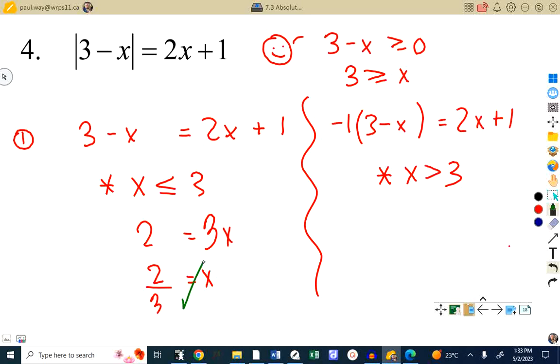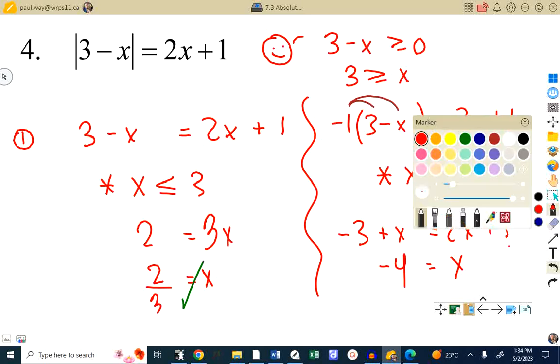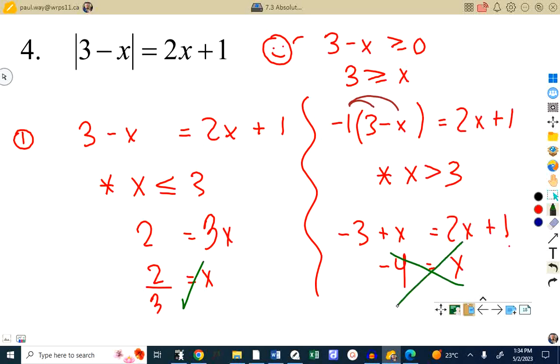We do the same thing here. Again, with the -1, you have an additional step. You have to multiply that through. So we get -3 plus x equals 2x plus 1. Subtract x from both sides, subtract 1 from both sides. I'm getting -4. Anybody want to think about that and agree? You're good with that? Okay. Is -4 in this subdomain where x has to be greater than 3? No. That means that is not a solution. There's only one solution.